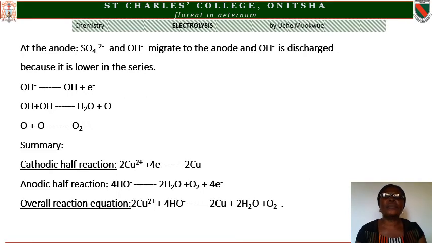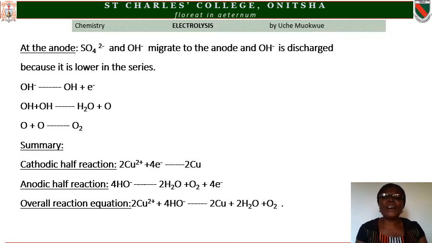At the anode, SO4 2- ion and hydroxide ion migrate to the anode. And hydroxide ion is discharged because it is lower in the series. In the reaction equation, hydroxide ion loses one electron and is discharged as a hydroxide group. The hydroxide group combines with another hydroxide group to form water and oxygen. The oxygen atom reacts with another oxygen atom to form an oxygen molecule.